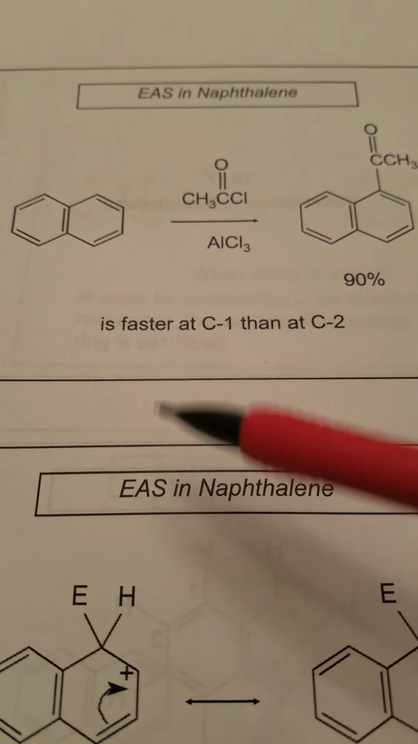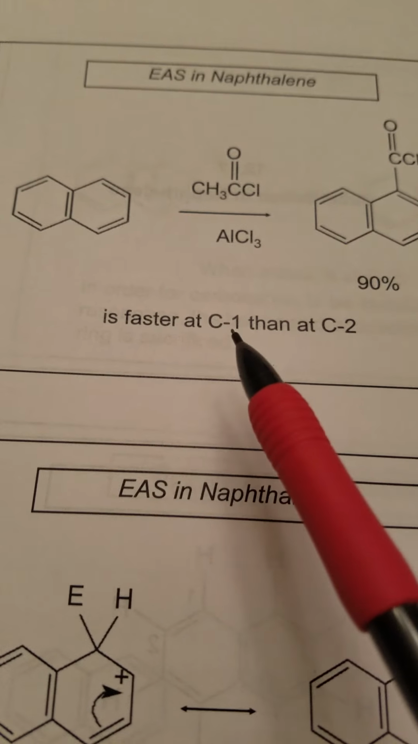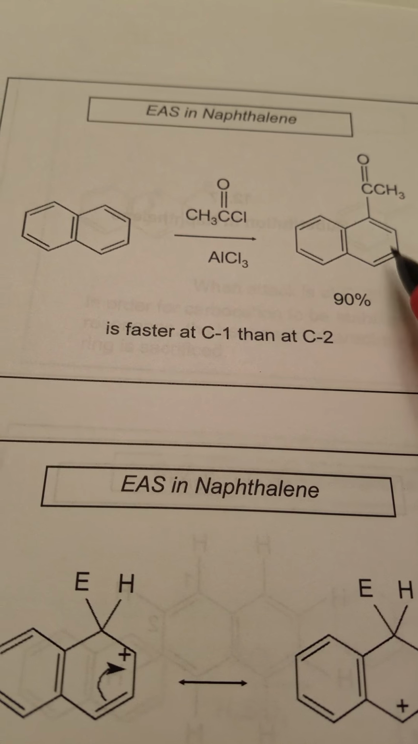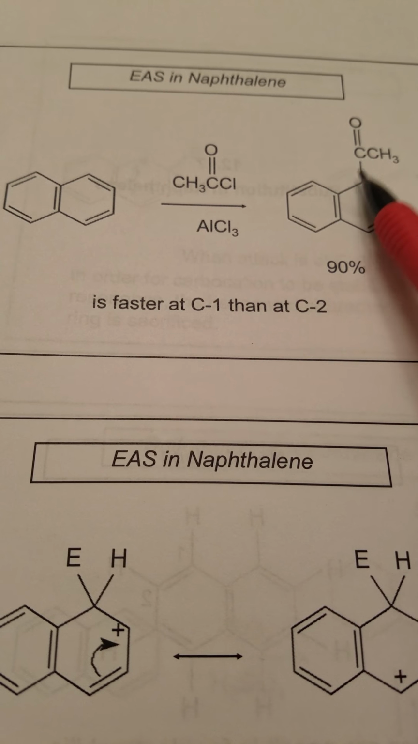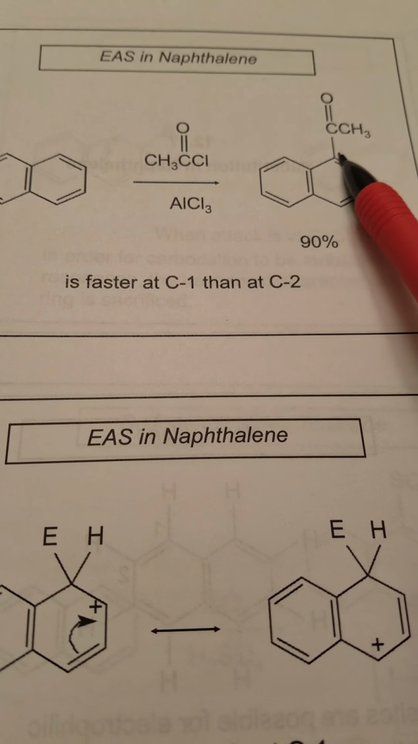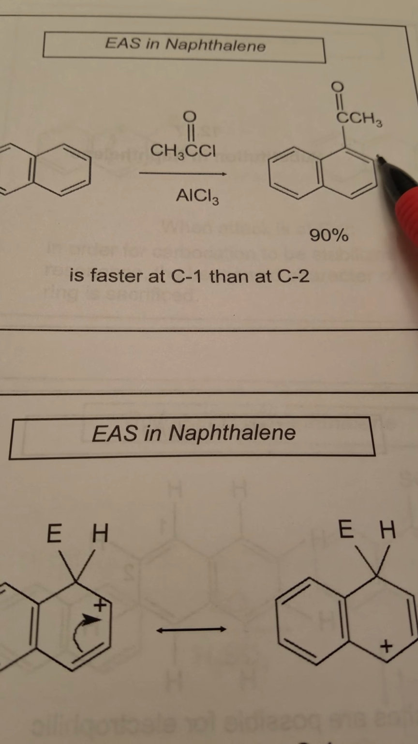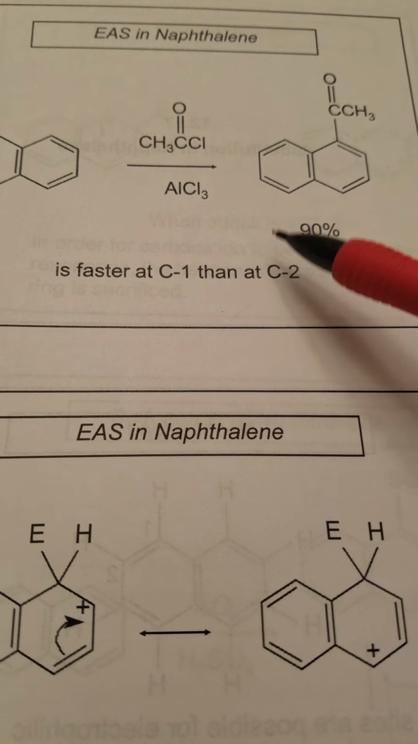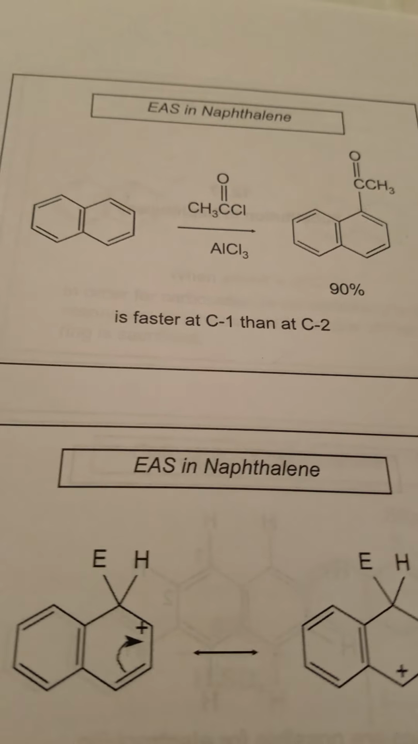And just to determine which is faster, the substitution at carbon 1 is going to take place faster than at carbon 2. So you should get a major product from the carbon 1 group being attached, and then the carbon 2 group would be second. So you can see it's a much lower percentage, like about 10% in comparison to 90%.